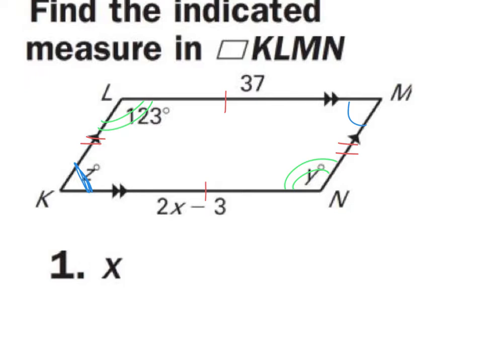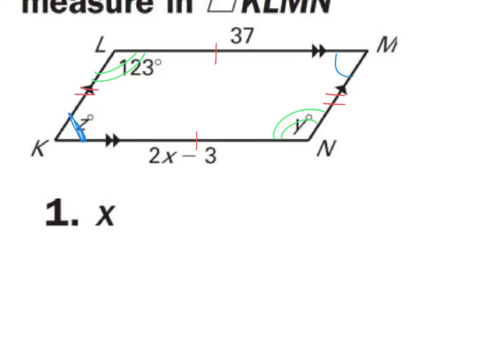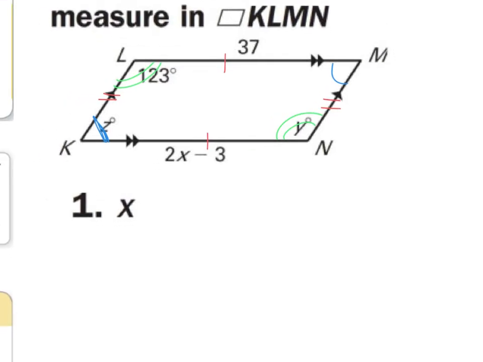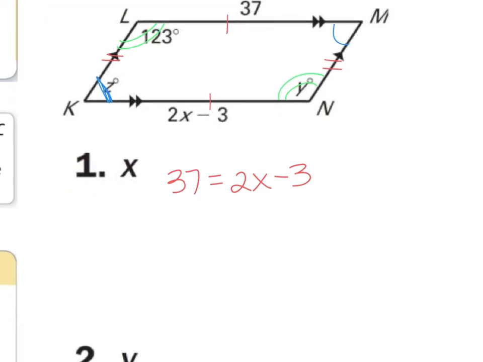Okay, so let's first start with number 1, which is where we solve for x. So we know the only part that has x in it is this side right here. So we know this side is equal to this side because it's a parallelogram. So then that tells us we can set up our equation. 37 equals 2x minus 3.